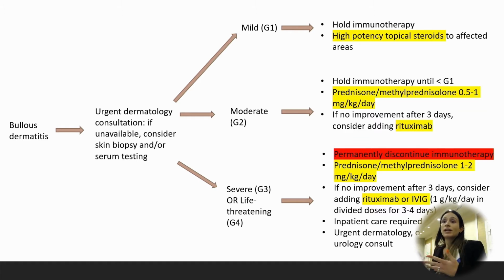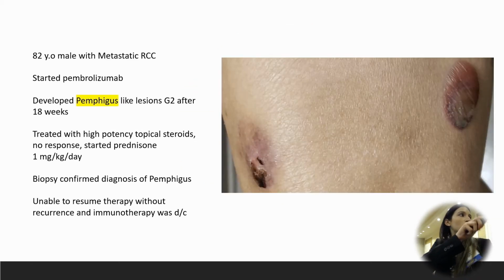And the reason for that is the patient gets very sick. They lose a lot of fluid and electrolytes, and obviously the risk of infection is high. So for that patient, you might have to permanently discontinue the drug. So here we have an 82-year-old male with metastatic renal cell carcinoma who was put on pembrolizumab, and he developed these pemphigus-like lesions. As you can see, they're like blisters.